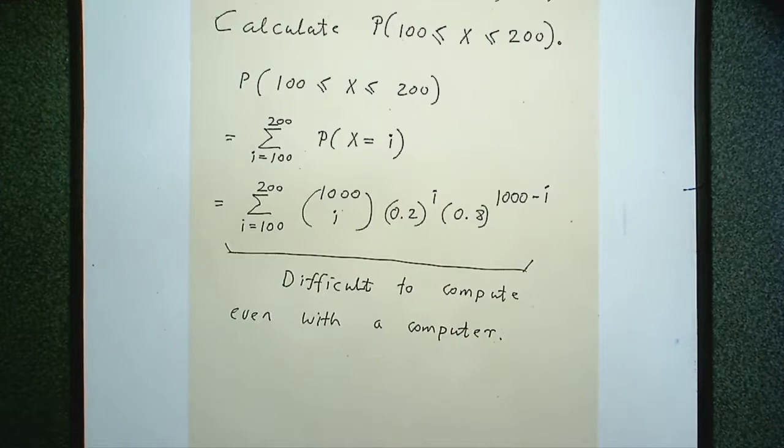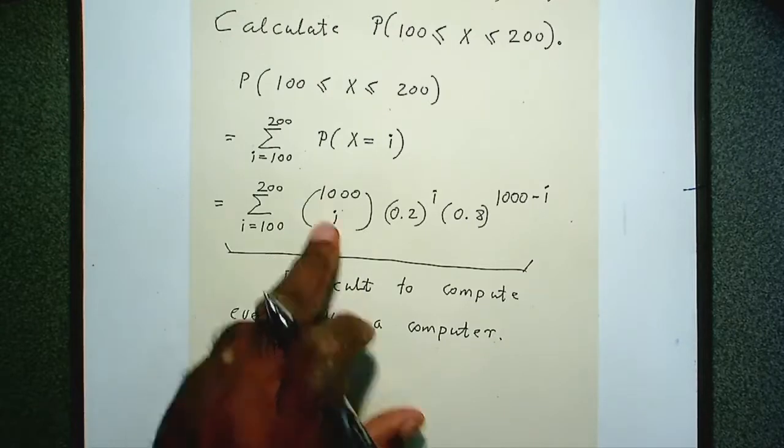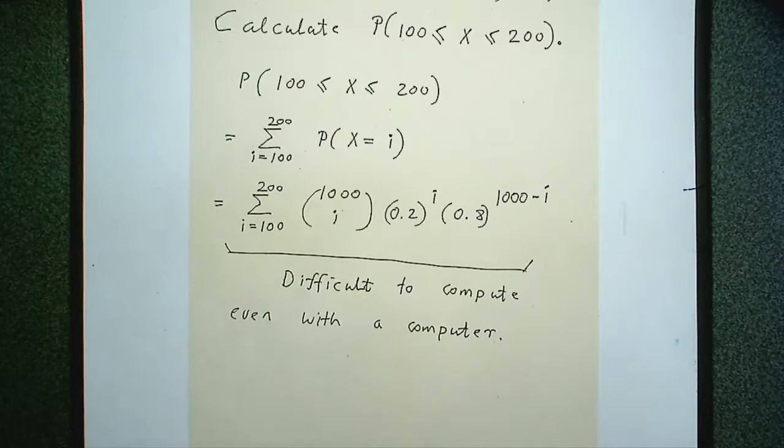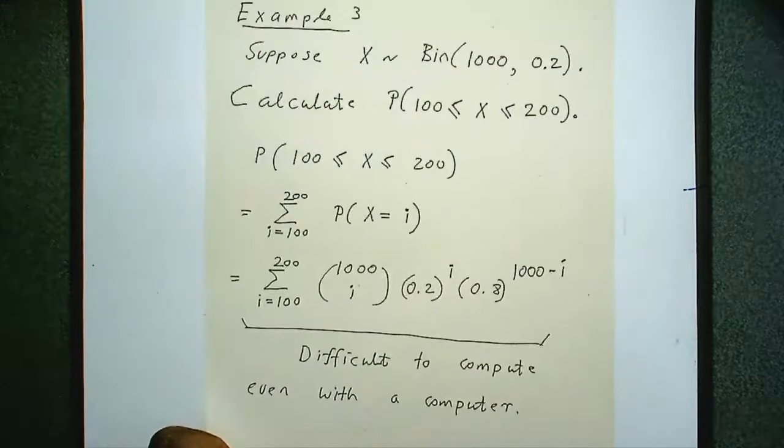You will have a hard time computing this, even with a computer, because you are dealing with very large numbers, like 1000 factorial. You can't compute 1000 factorial on a calculator. It's a big number, right? So the question is, how do we solve problems like this?